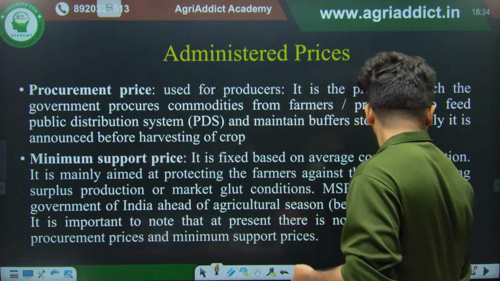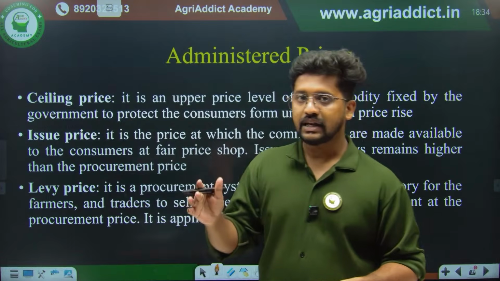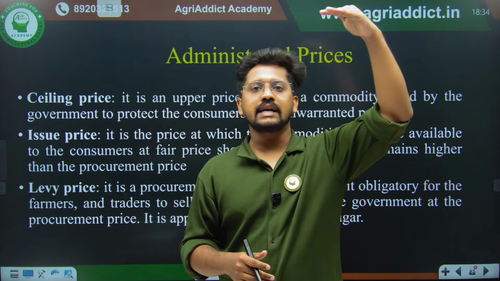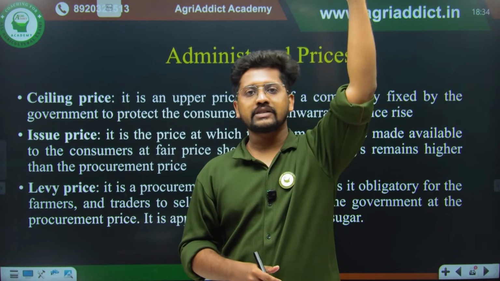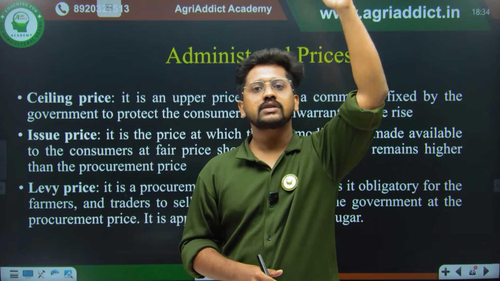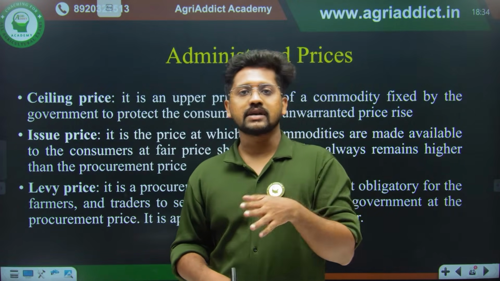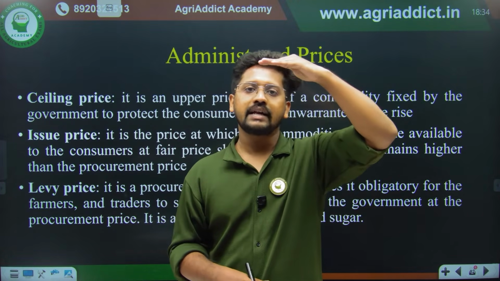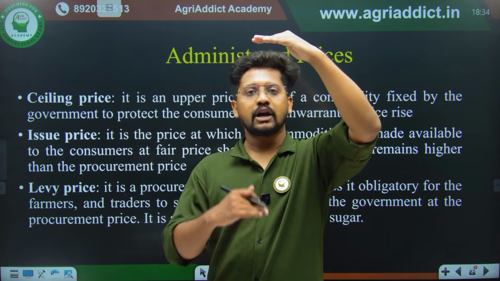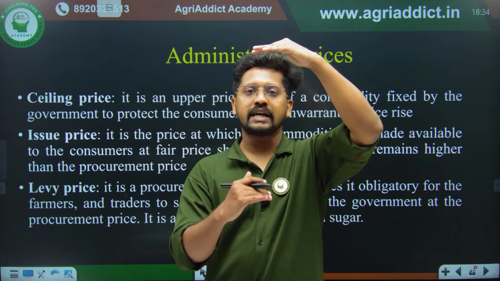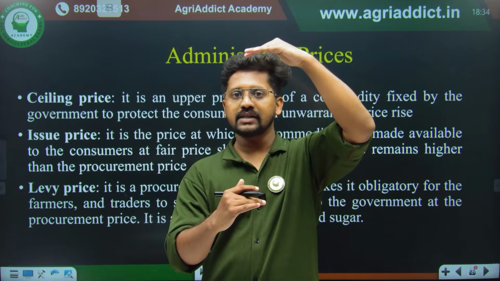So procurement price, minimum support price, then there is something called ceiling price and floor price. What is ceiling price? There should be a price seal, right? Like the room ceiling, beyond which the price should not go up, because if the price is going up, maybe the producer farmer is happy but the consumers are not happy. So there should be a price limit at the upper end. That upper limit is called price ceiling or ceiling price. The lower limit, below which it should not fall, is known as floor price. So the upper limit is ceiling price, the lower limit is floor price.